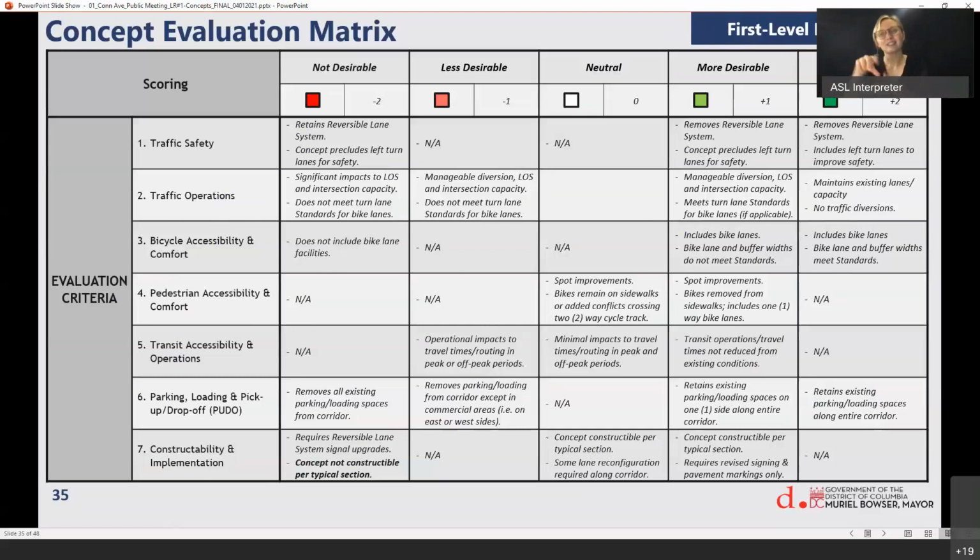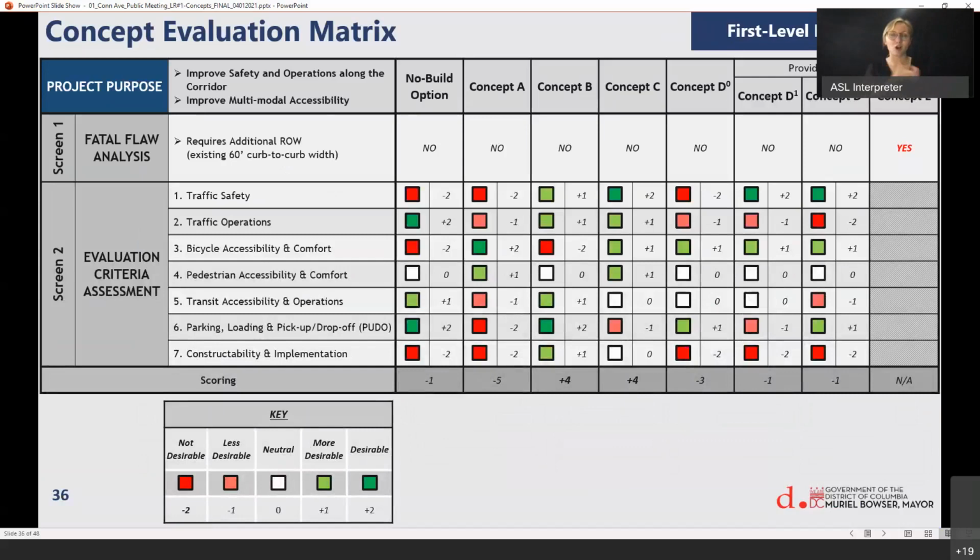This is the results of our evaluation matrix. Screen one, as I described earlier, is a fatal flaw analysis. And if you look across, the only concept that does not meet the 60 foot curb to curb width would be concept E, which is 67 feet. So at that point, we dismiss concept E in terms of it's not meeting the purpose and need of the project. The second screen would be all the evaluation criteria I referenced earlier. And you can see that each of the scoring that we show here is all relative to the purpose and need, and also to each concept itself. As Ed mentioned earlier, the two concepts that have risen to the top are concepts B and C. You can see they're the only two that have scored a positive value on the matrix. Next slide, please.